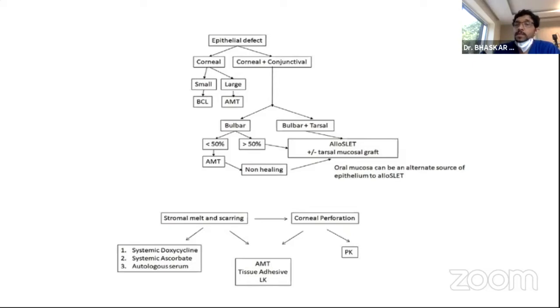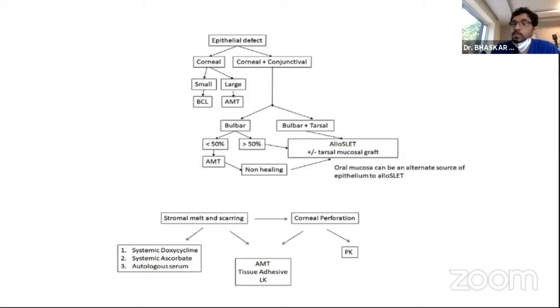But if it is more than 50% of bulbar involvement, or it is bulbar and tarsal involvement, you might have to put a source of epithelium there, because that basically means your corneal epithelium is not there, your conjunctival epithelium is not there. So if there's no source of epithelium, it will take longer for the ocular surface to epithelialize, and that would mean that you will end up with a corneal perforation or a melt or a scarring, which you want to avoid. So in those cases, we've tried using Alloslet.